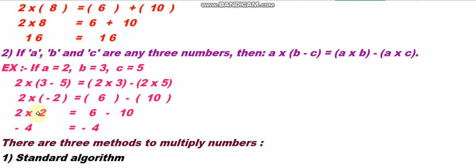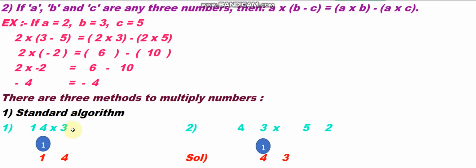Now simplify them. Here there is a minus symbol. Where there is no symbol, you assume plus. Plus into minus is minus, 2 twos are 4. 6 minus 10: from 6 we can't subtract 10. Yes, we can subtract 10 minus 6. 10 has a minus symbol, so minus, 10 minus 6 is 4. Minus 4, minus 4. Both are equal. It is called the distributive property.